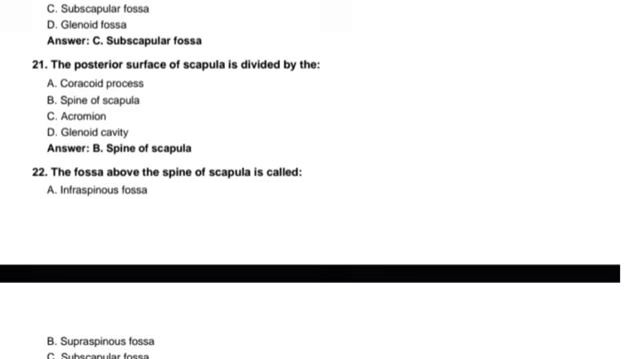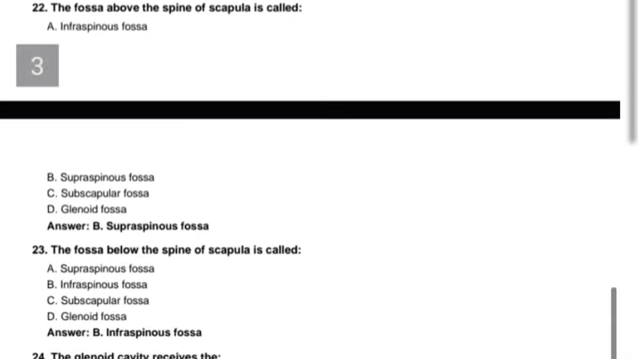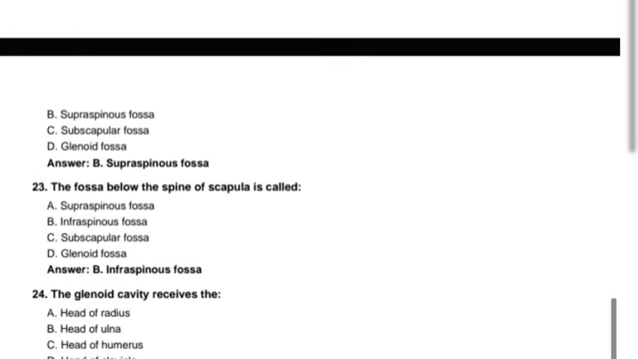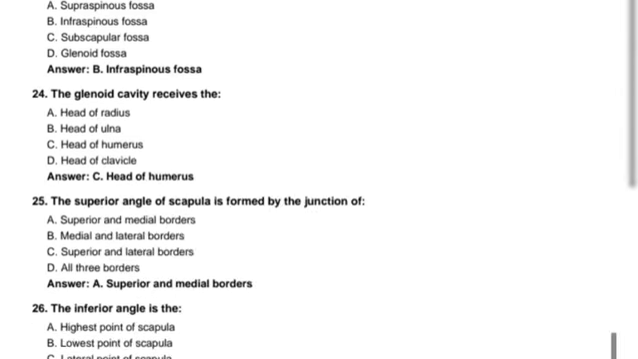Spine of scapula. Question number 22. The fossa above the spine of scapula is called option A infraspinous fossa, option B supraspinous fossa, option C subscapular fossa, option D glenoid fossa. The right answer is option B supraspinous fossa. Question number 23. The fossa below the spine of scapula is called option A supraspinous fossa, option B infraspinous fossa, option C subscapular fossa, option D glenoid fossa. The right answer is option B.